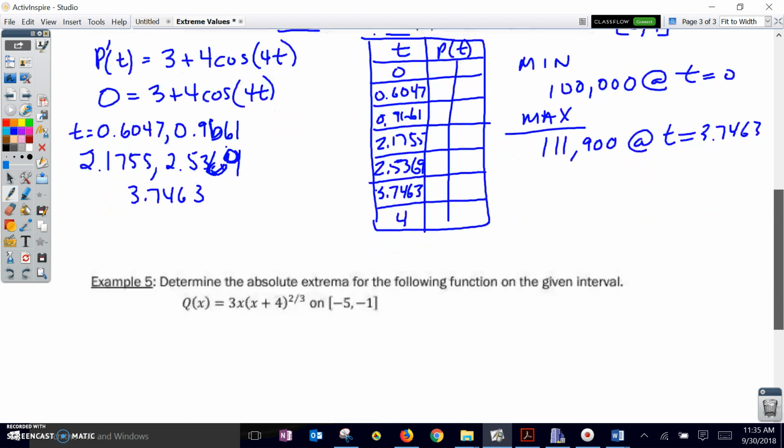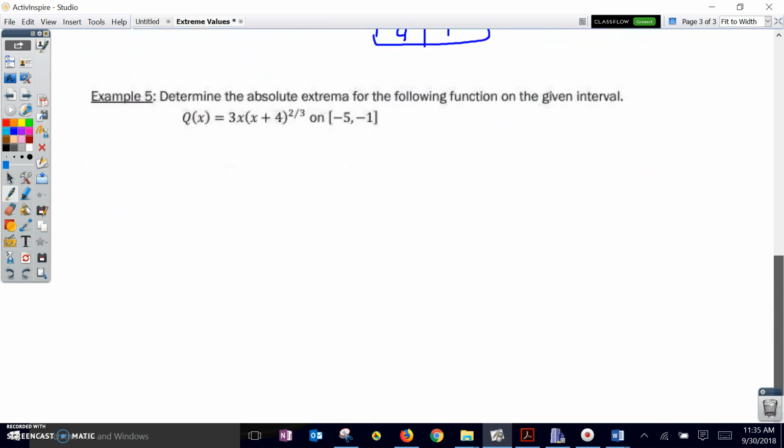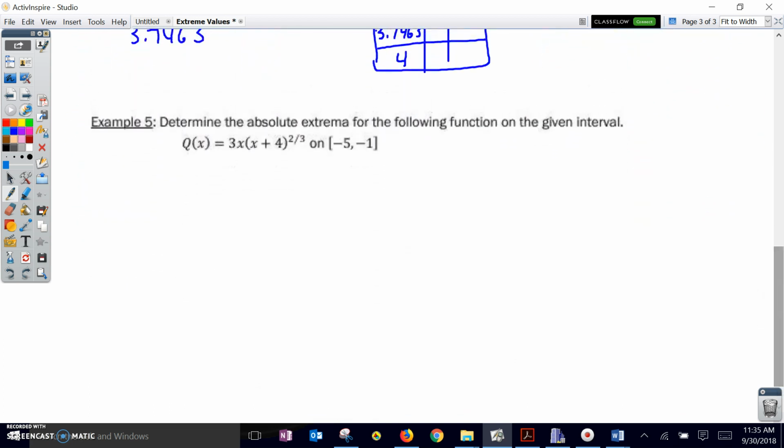Let's go on to example 5. We're supposed to determine the absolute extreme value for the function on the given interval. And you've got a pretty complicated function here, q of x. So we'll go ahead and take the derivative of that. So you've got 3x times the derivative of the other portion, plus the other portion times the derivative of 3x.